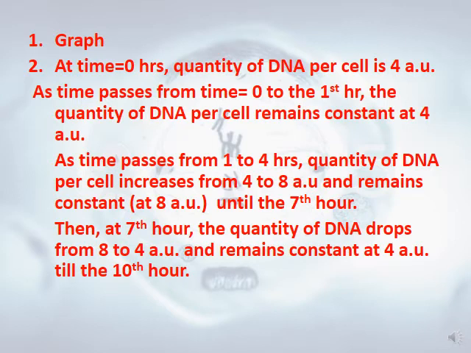At time equals 0 hours, the quantity of DNA per cell is 4 AU. So as time passes from 0 to the 1st hour, the quantity of DNA per cell remains constant at 4 AU. Then, as time passes from 1 to 4 hours, the quantity of DNA per cell increases from 4 to 8 AU and remains constant at 8 AU until the 7th hour. Then at the 7th hour, the quantity of DNA drops from 8 to 4 and remains constant at 4.